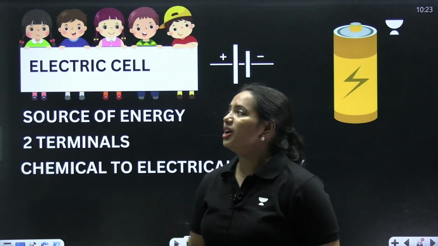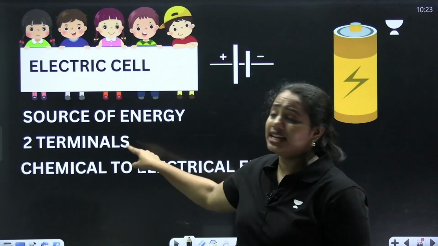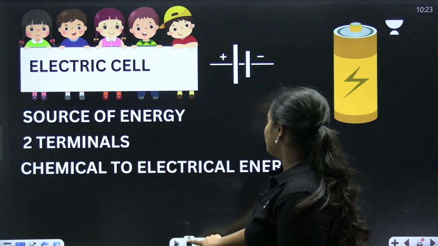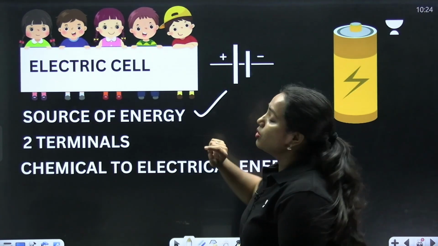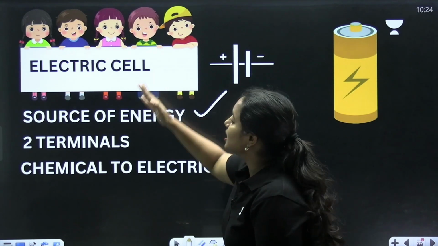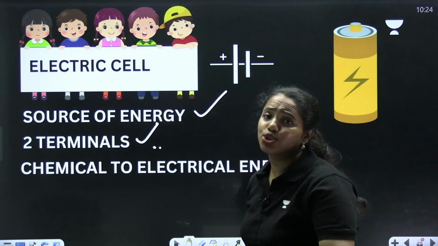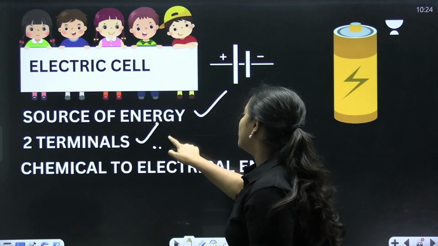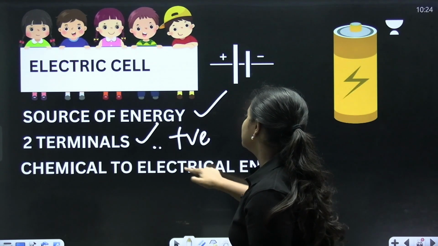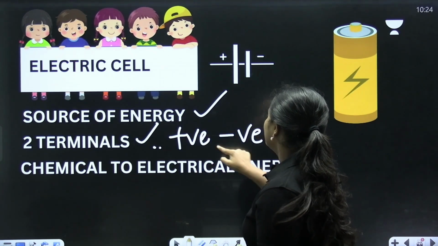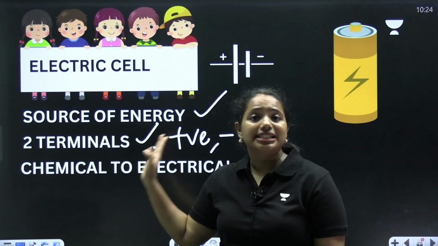So in a similar way, you can see that an electric cell is nothing but a source of energy. Okay, it's a source of energy. And if you consider a cell, it basically has two terminals. What are they? A positive terminal and a negative terminal. So there are two terminals for a cell too.